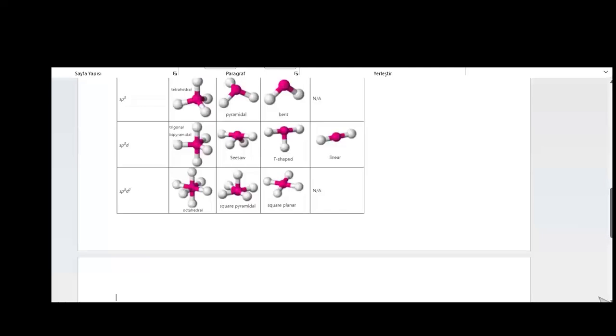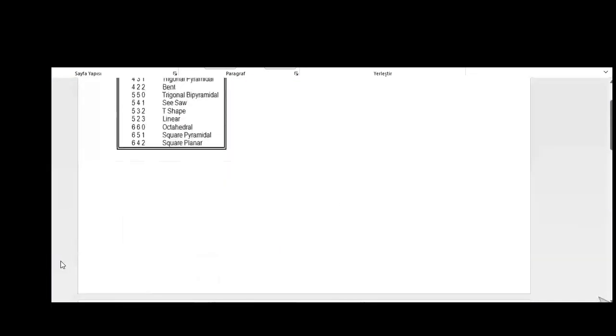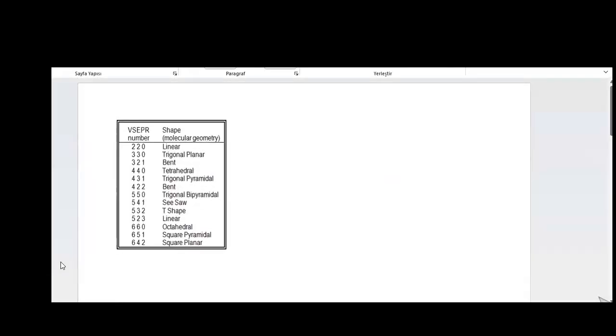Hocam bir şey söyleyebilir miyim? Az önce yazdığınızı geri alabilir misiniz? Ekran resmi alacaktım da. Tabii tabii. Bir dakika alayım tekrar.